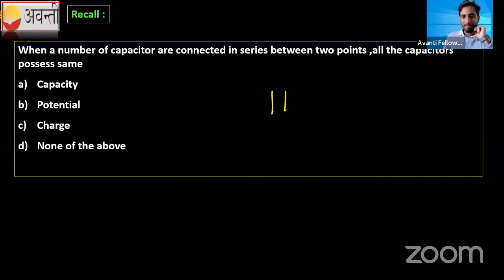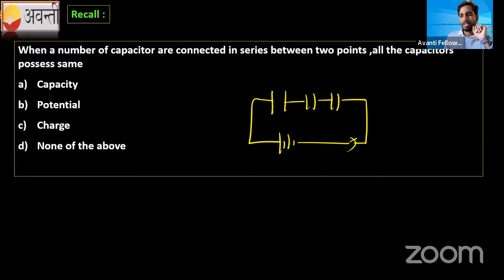Suppose these are the capacitor plates. They are connected end to end like this. If I connect this to an external battery, current starts to move. Current will be the same in all the capacitors. Current is the same means the charges moving are the same, so the charge occupying the plates of each capacitor will be the same. Good evening, Anusha. So the correct option among these four will be charge. Is that clear?